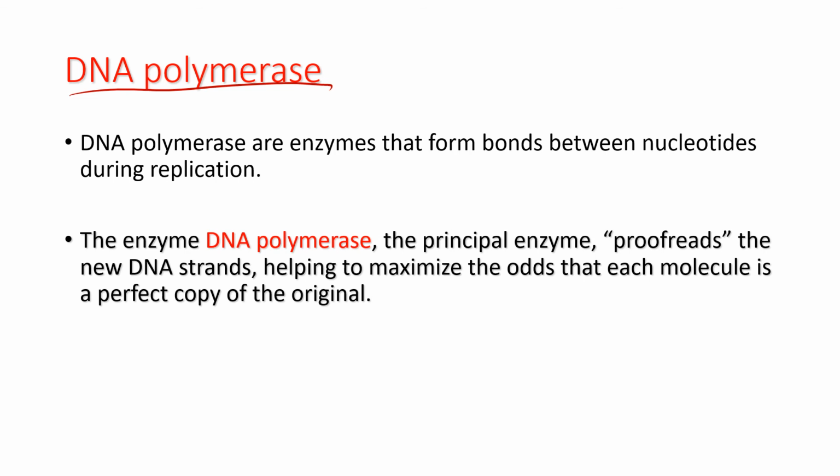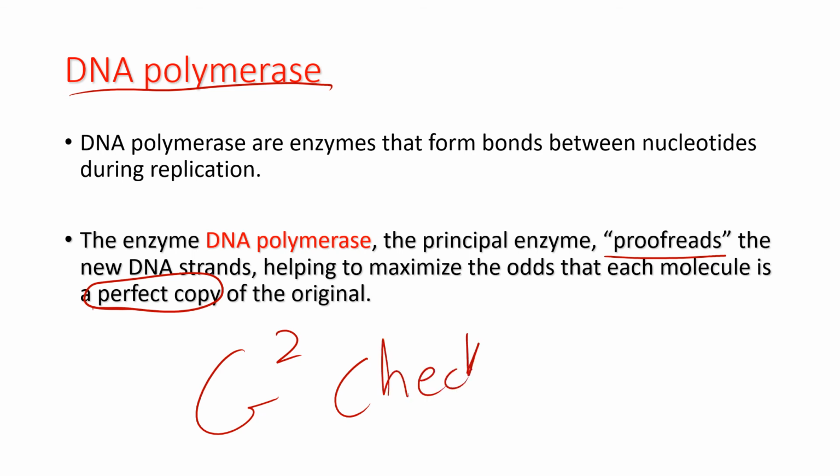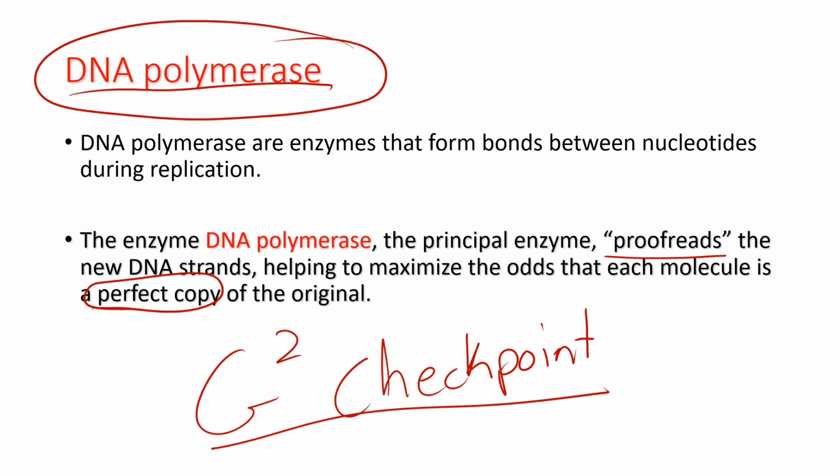DNA polymerase: these are enzymes that form bonds between nucleotides during replication. Basically, what this does is proofread the strand and make sure that each molecule is a perfect copy of the original. This is involved with our G2 checkpoint. Remember how I said back during macromolecules, if a cell doesn't pass this checkpoint, the cell dies. So that's DNA polymerase. They're like TSA people sitting there and saying, yes, you can go, or no, you cannot. That enzyme is what does it.